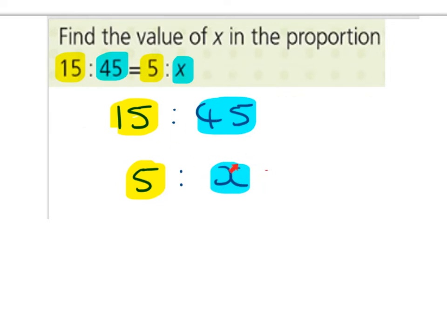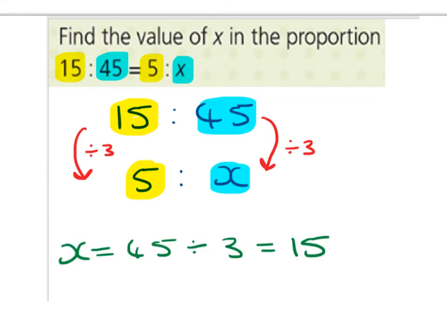So we need to figure out what this x is. So how did 15 become 5? So what did we do to 15 to make it become 5? So we're going from a bigger number, 15, to a smaller number, 5, so we're dividing. So what do we divide 15 by to get to 5? And the answer is 3. So if we divide by 3 on the left, we must divide by 3 on the right. And 45 divided by 3 gives us 15. So x is equal to 45 divided by 3, which is 15.